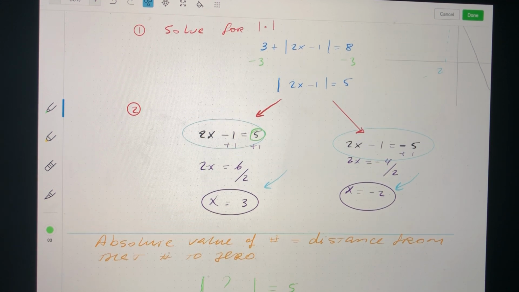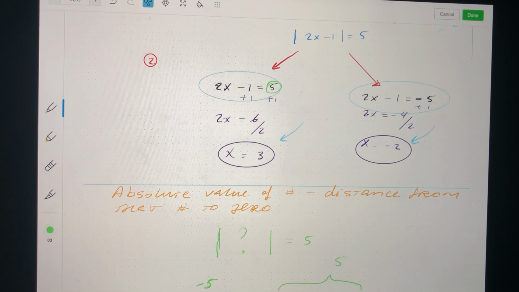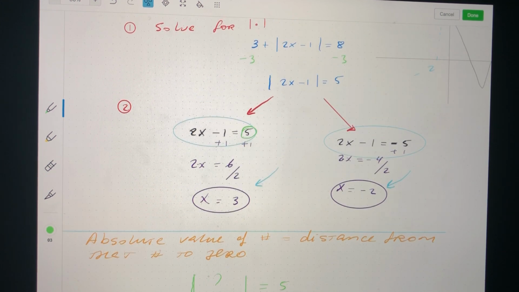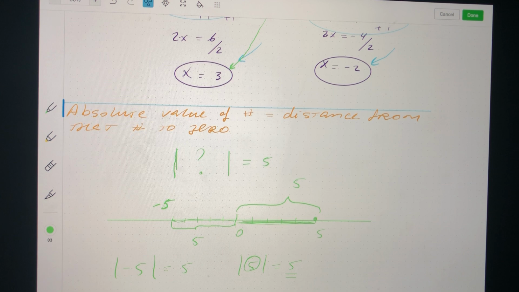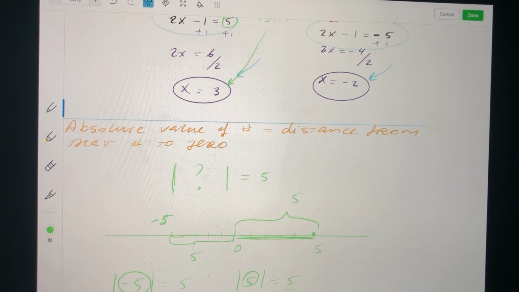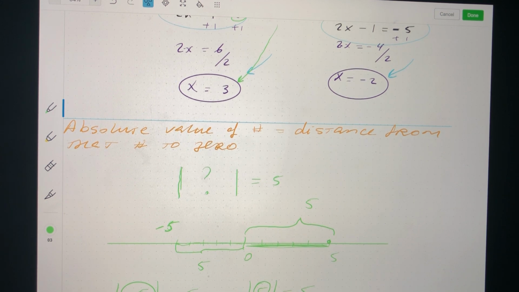So if the x happens to be 3, then 2 times 3 minus 1 happens to be 6 minus 1, which is 5. So absolute value of 5 is really 5, and that is what this answer shows. On the other hand, if the inside happens to be -5, then absolute value of -5 is also 5. So we have to account for that possibility as well.